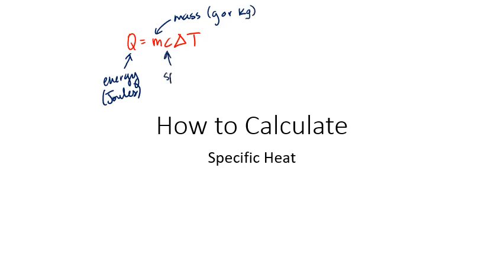C is that specific heat constant, or you may hear it as specific heat capacity, something along those lines. That can have different units, so we'll get into that as we come up with it. And here, this is the change in temperature. It needs to be in Kelvin or degrees Celsius. So it can be in either one of those.